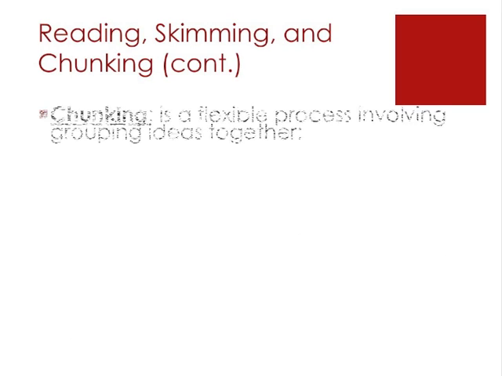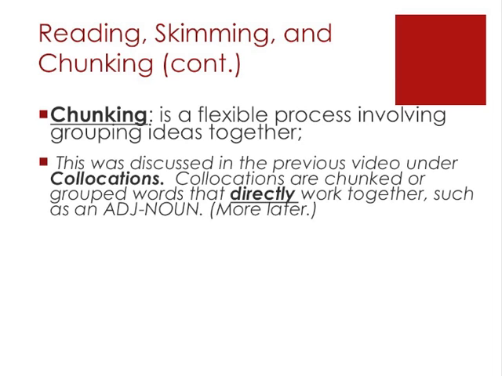Now, this third word that we're introducing in this video is a process called chunking. You will notice that chunking is a very flexible process, and oftentimes it involves how we look at information and how information works together. Now, we actually discussed this under the topic of collocations. And basically, collocations are examples of chunked text, in the sense that they directly work together.